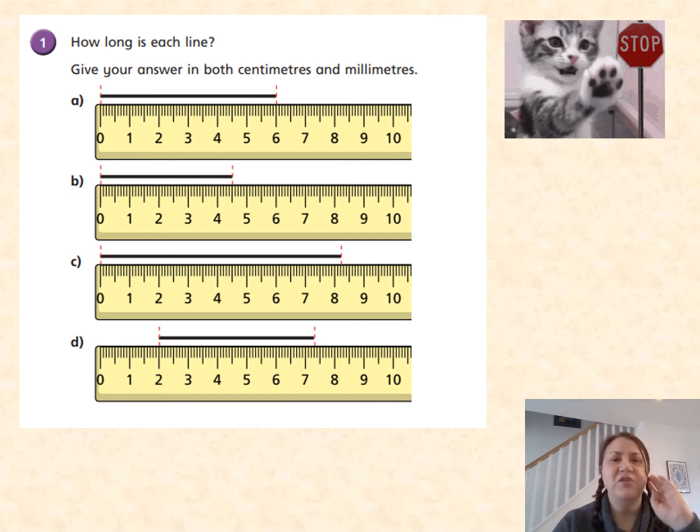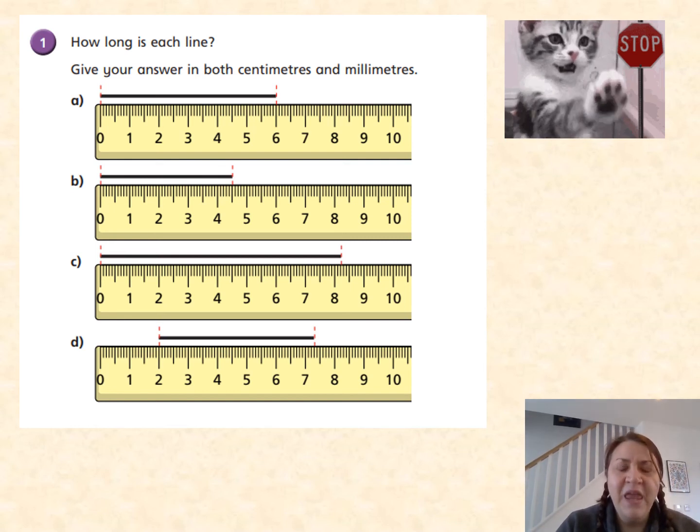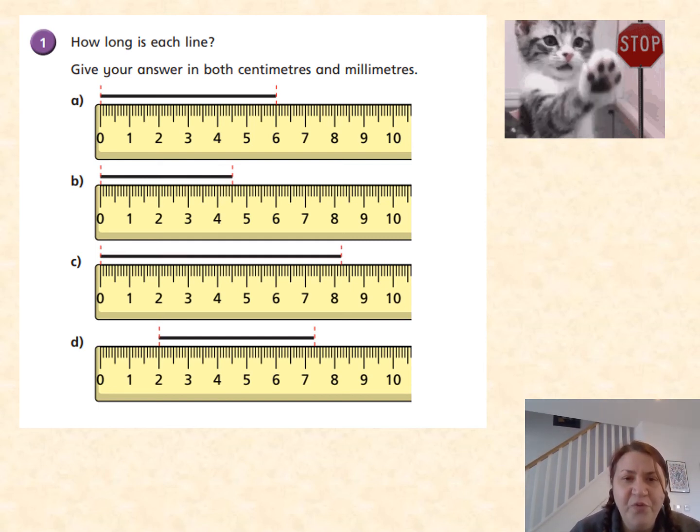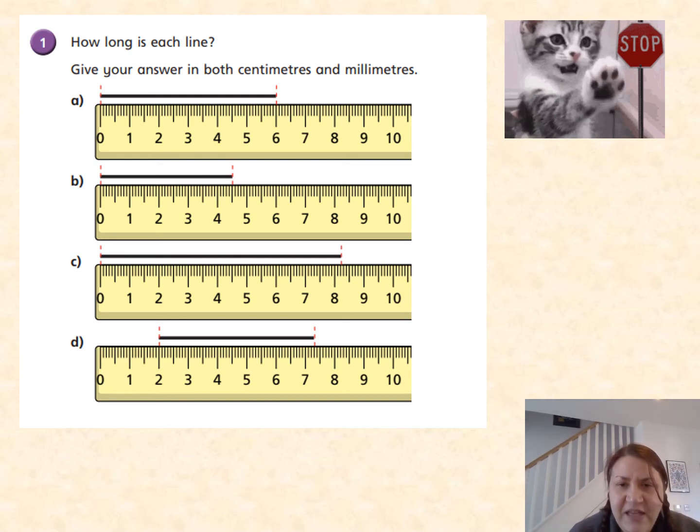Right, I'd like you to pause the video and tell me how long each line is. And it does ask you to give it in centimetres and millimetres. So that would mean, for example, let's look at C here. On C, I would say it's gone past the 8, but not to the 9.